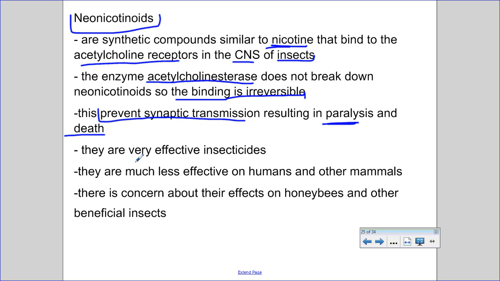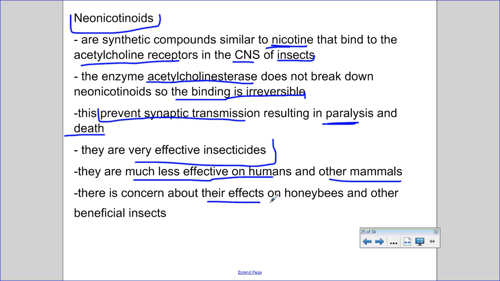Now, neonicotinoids are very effective insecticides. Farmers really like using them, mostly because they're very good at getting rid of insects, and they are much less effective on humans and other mammals. So they're not toxic to us, but very toxic to insects.